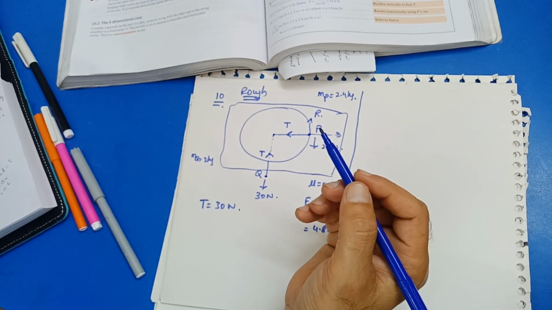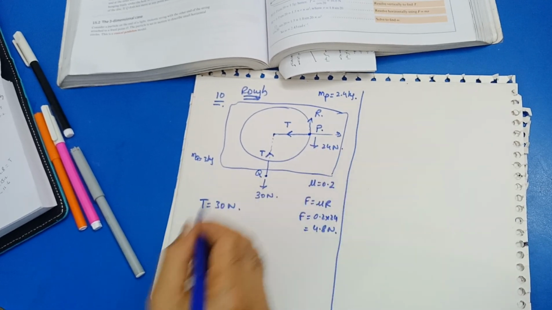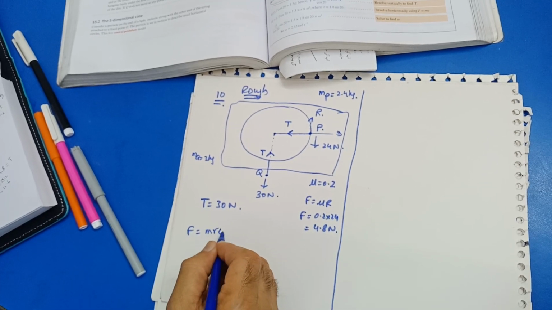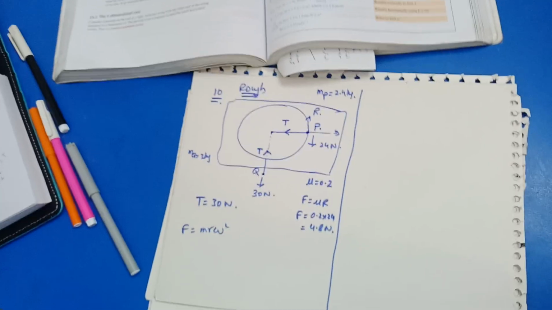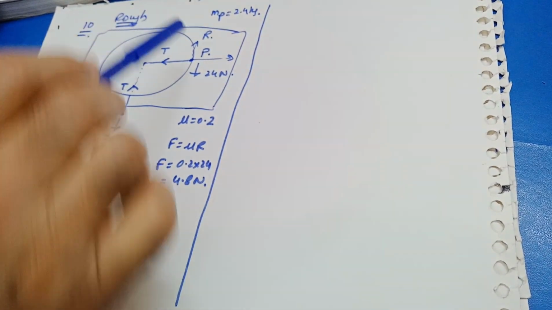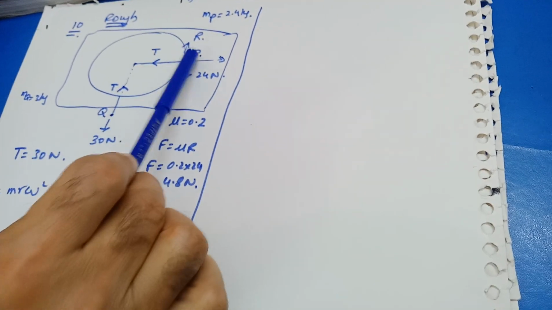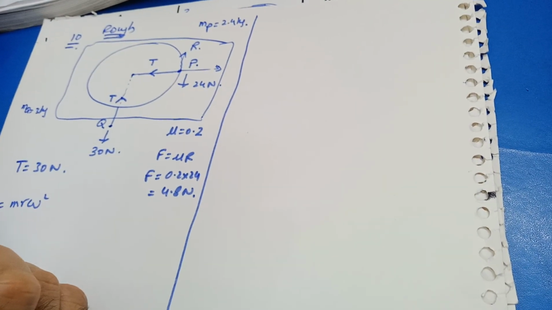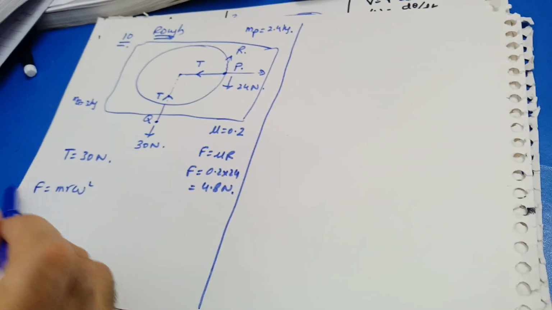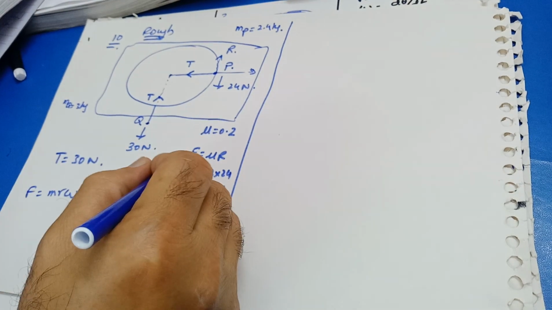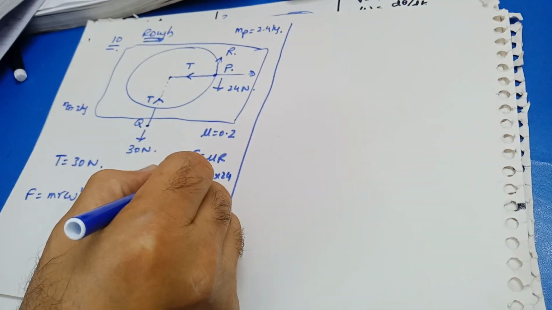Okay, and then the third force is going to be F equal to m r omega square. Now you see there are three forces: T, and then this F, sorry, the force acting towards the center. This is the acceleration. I should name it as X so that we don't get confused again.